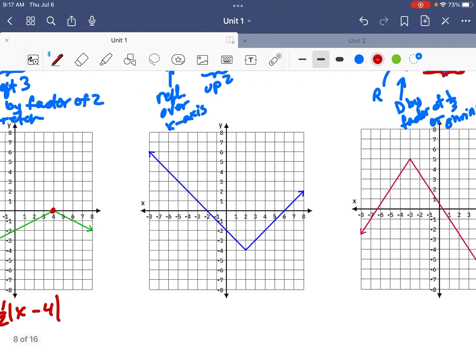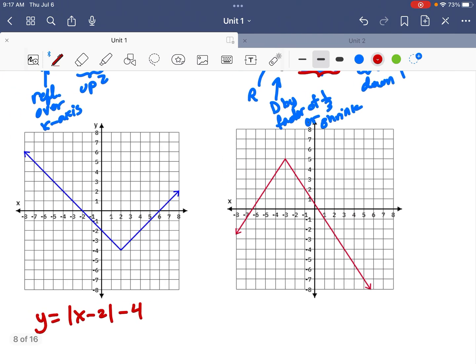All right, on this blue one here. So I'm not flipped over. It looks like my slope is like 1/1, so no changes there. But I did move right and down. So I moved to the right 2, so x minus 2, and down 4, so minus 4.